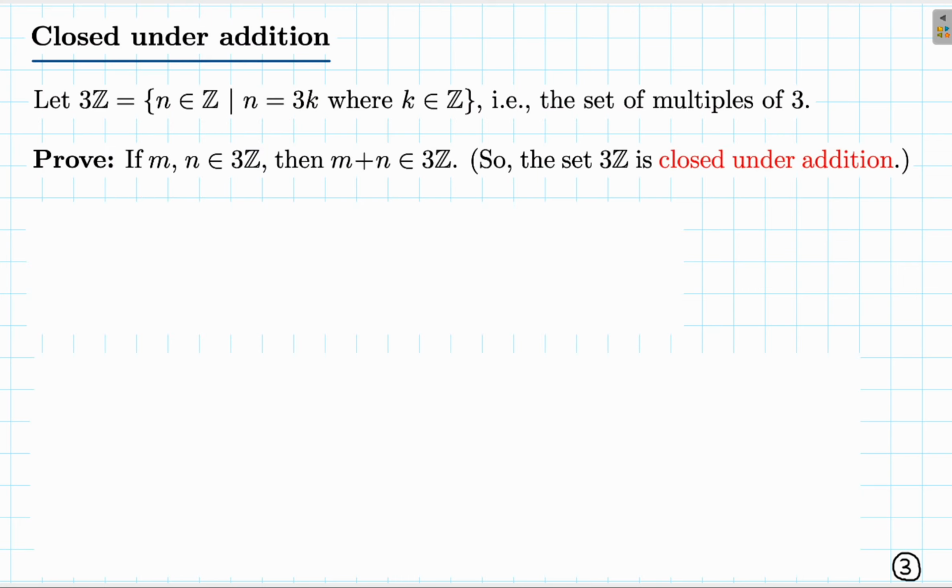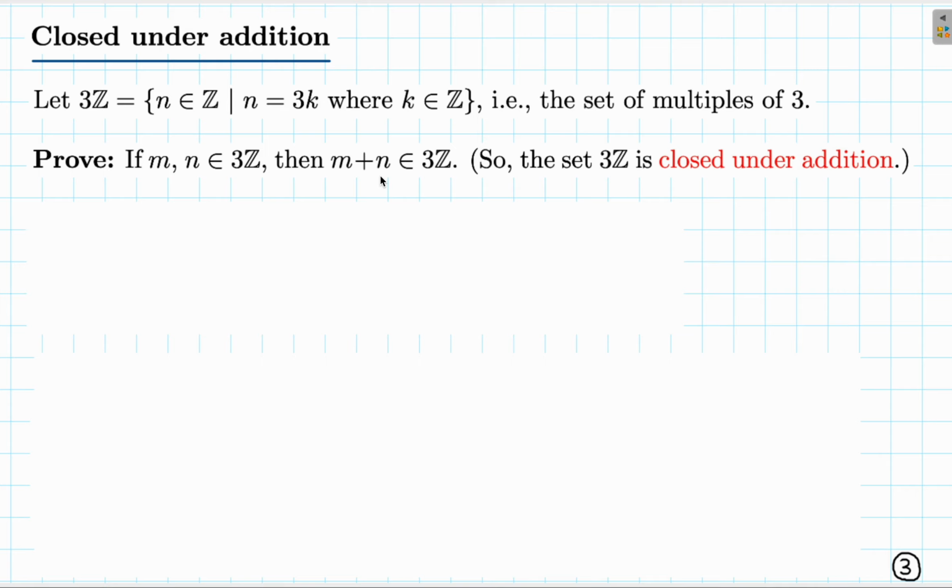In the classwork, we considered the set 3Z, which is the set of multiples of 3. So it contains 3, 6, 9, 12, etc., all the negatives, as well as 0, because 0 is 3 times 0. And we were asked to prove the following. If m and n are elements of 3Z, then their sum, m plus n, is also an element of 3Z.